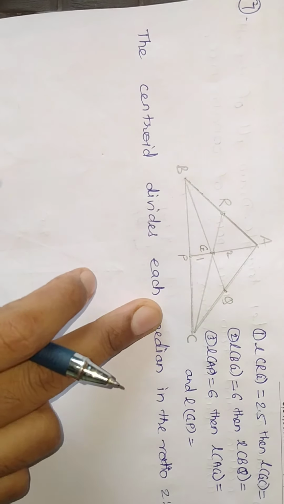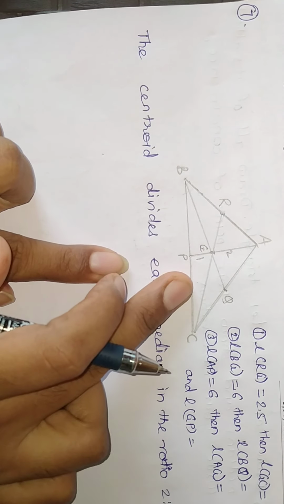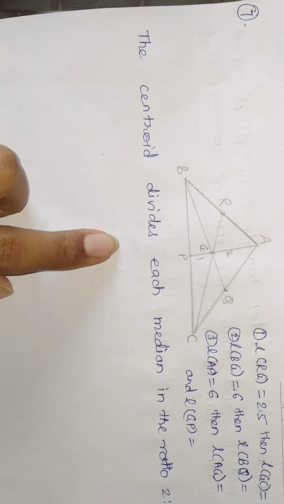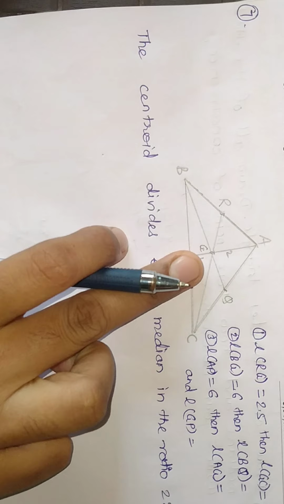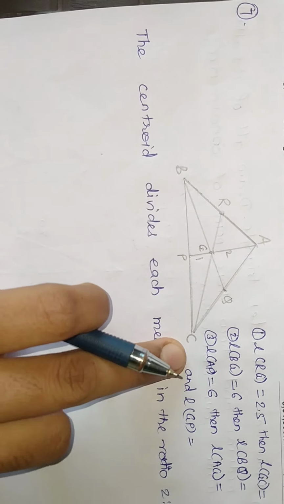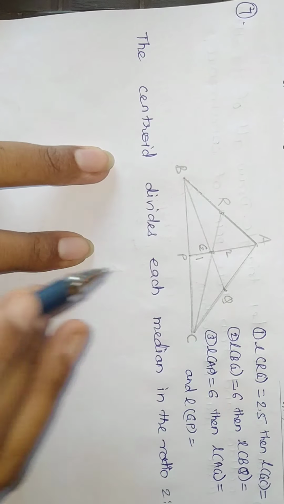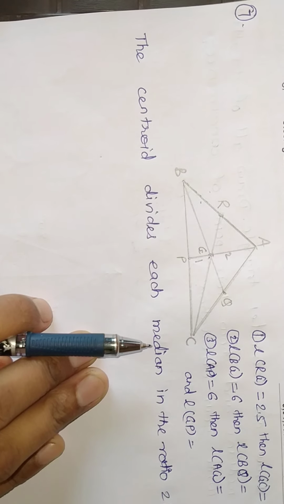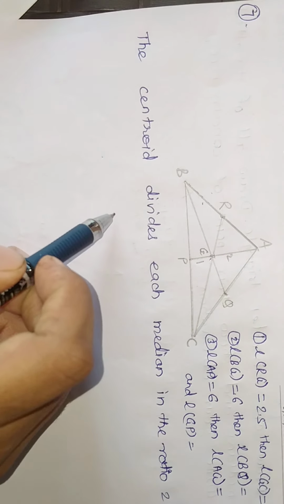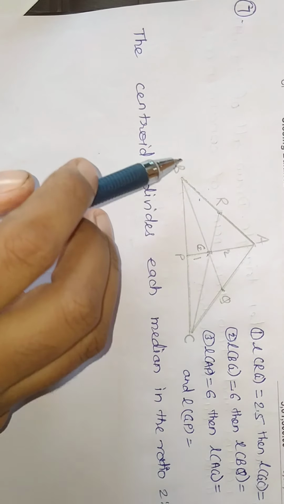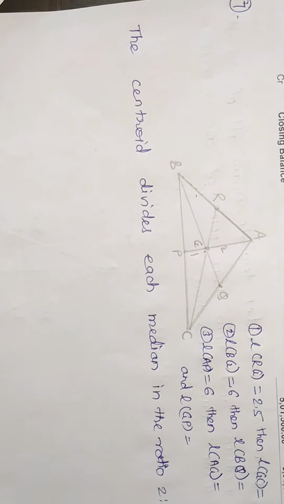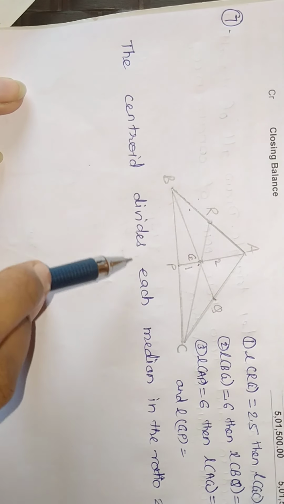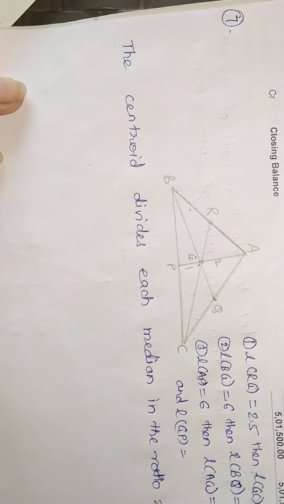See your last question number 7. Diagram is given, you have to fill in the blanks what is asked there. Point G is the centroid of the triangle ABC, and this is the centroid, means these are the medians. P, Q and R are the midpoints of the segments AB, BC and AC. Now we'll see. See, this statement is there.